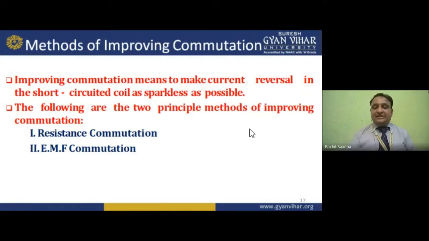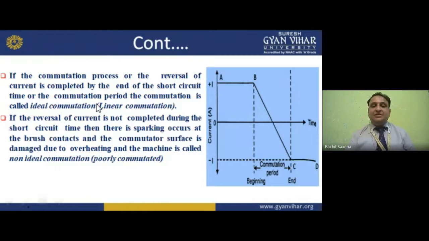Now see, in this case, if this thing happens, then we are getting linear commutation, which is also called ideal commutation. It means in practice I am not getting ideal. In ideal, we are having no errors, but in practical, we are having some errors. So if I want to remove those errors, we can convert it into a highly efficient machine.